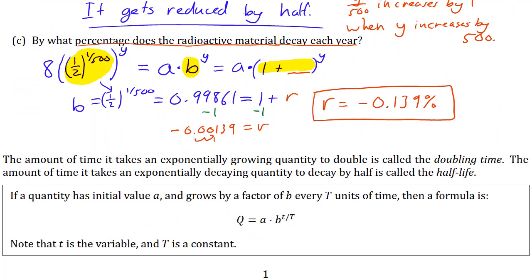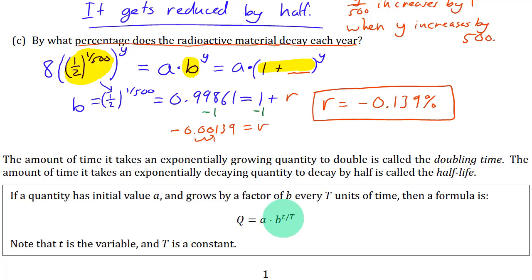Now, these exercises were supposed to lead you to why this formula makes sense. The first thing to notice is that in math, as well as in programming code, uppercase letters and lowercase letters stand for different things. So here, little t is the variable, and big T, uppercase T, is a constant. It's going to be a number. So if a quantity has initial value A, the same as before, and grows by a growth factor of B every big T units of time, then this is the formula for it.